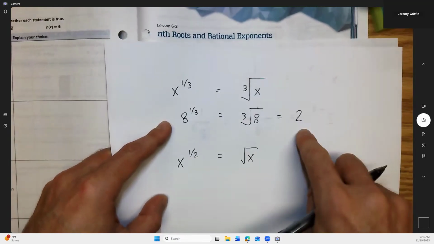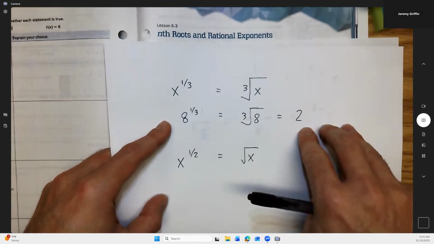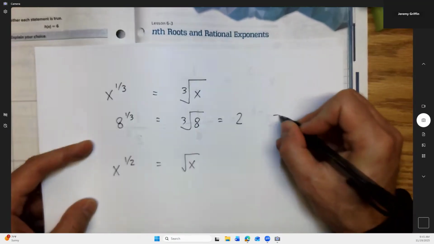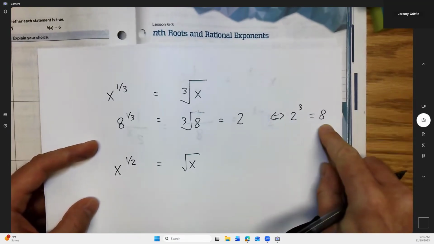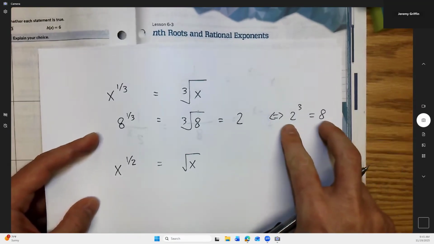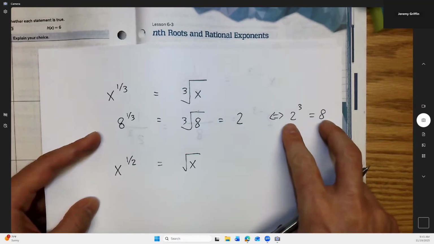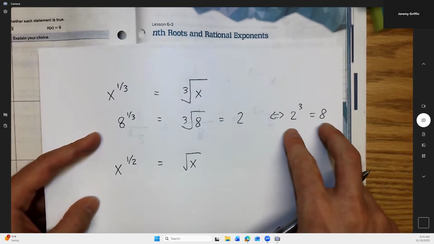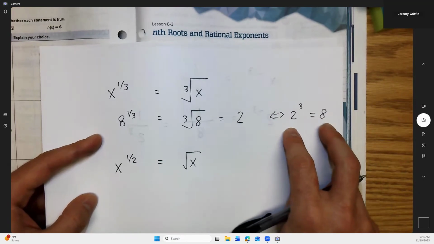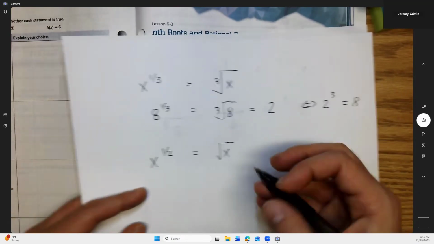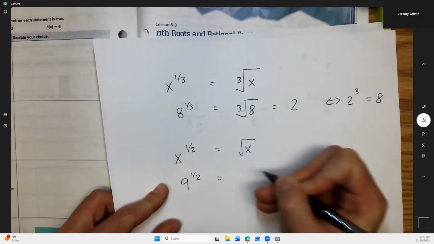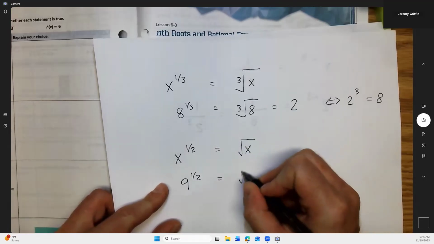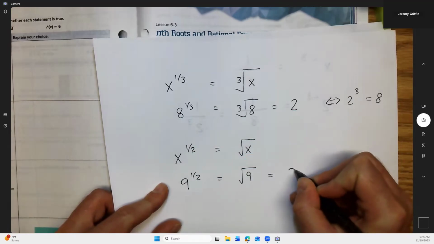So guys, what's 2 times 2 times 2? 8. Since I know that 2 to the power of 3 is 8, I could say, well, if I take the cube root of 8, that would bring me back to 2. So, kind of like an inverse relationship, like we did yesterday. Okay, how about this? What if you're taking 9 to the power of 1/2? What's 9 to the 1/2? 3.